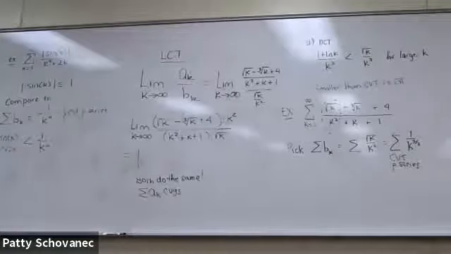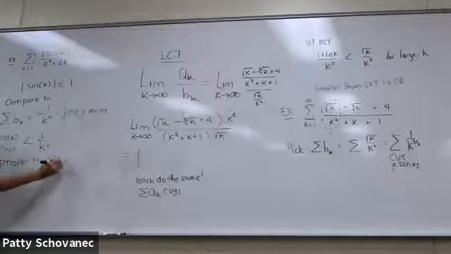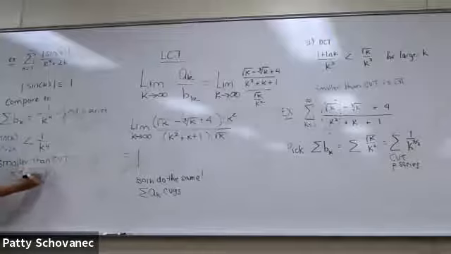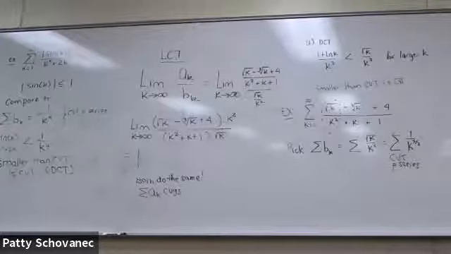So I can use a direct comparison test because this says that our series has terms that are smaller than the terms in a convergent series. Smaller than convergent is convergent. That's the direct comparison test. So sometimes if the sizes are obvious, then don't do the limit comparison test. Just do the direct comparison test.